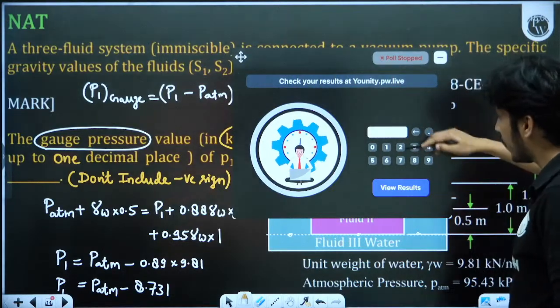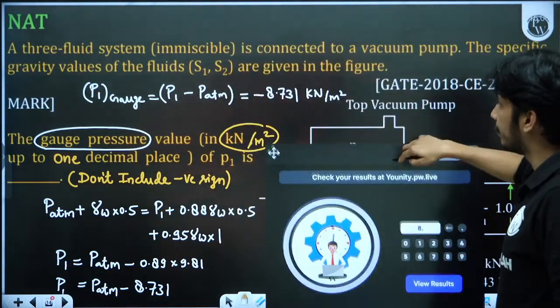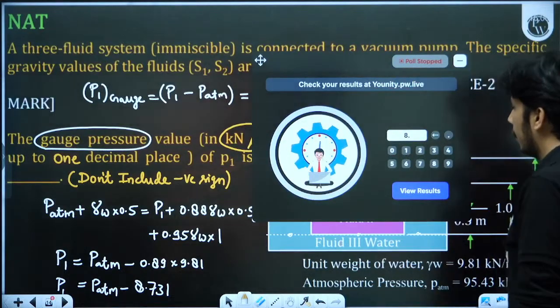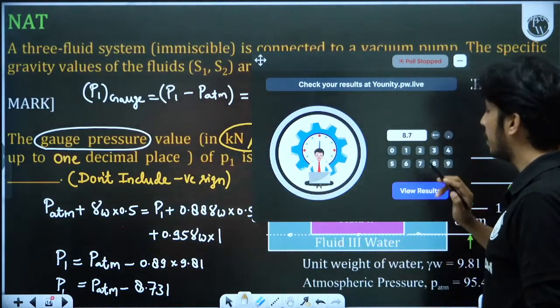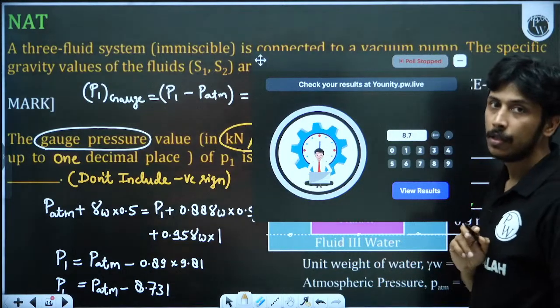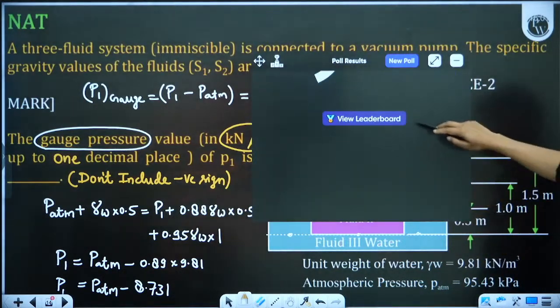Here I have not asked because we don't have any option of negative first. So 8.7, because I have asked in one decimal place. No? So 8.7 I will only give. Okay. 40% students have given the correct answer.